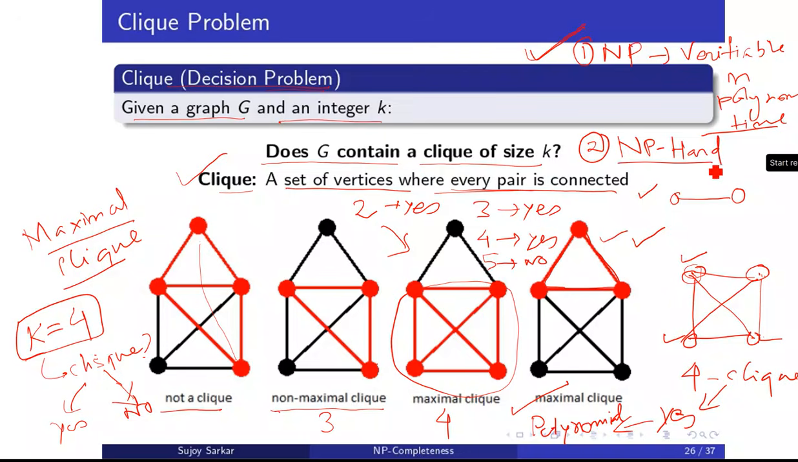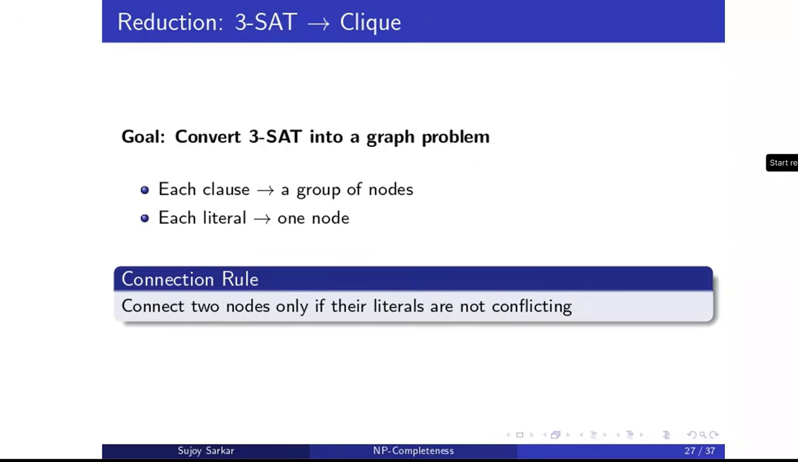So how will we prove Clique is hard? To prove that, we said we'll take the 3-SAT problem and reduce it to the Clique problem. So we'll take an instance of the 3-SAT problem and reduce it to the Clique problem. Let's see. So how will we reduce it?